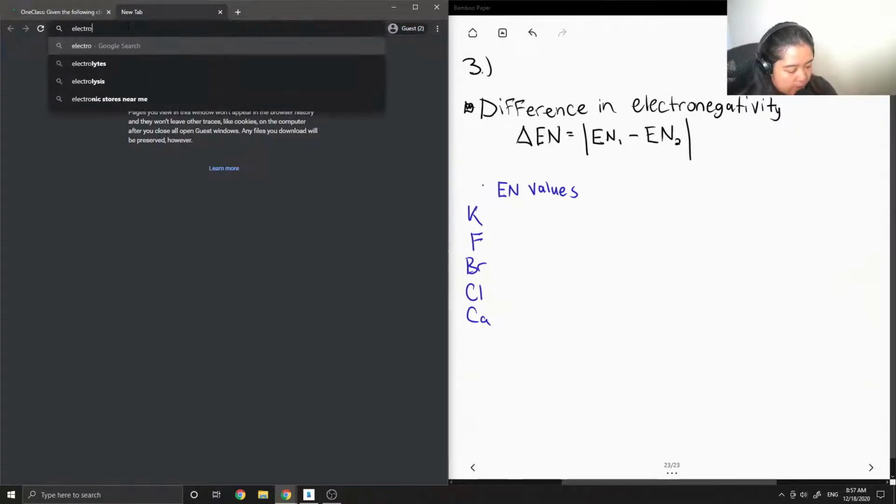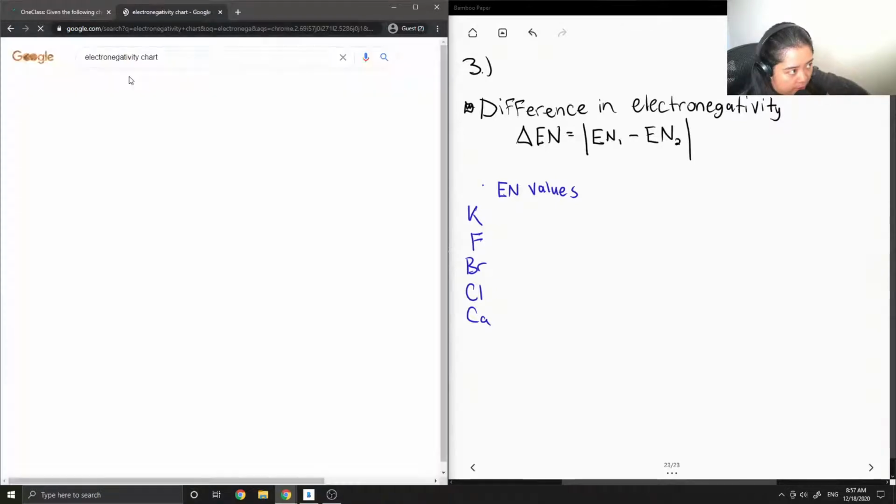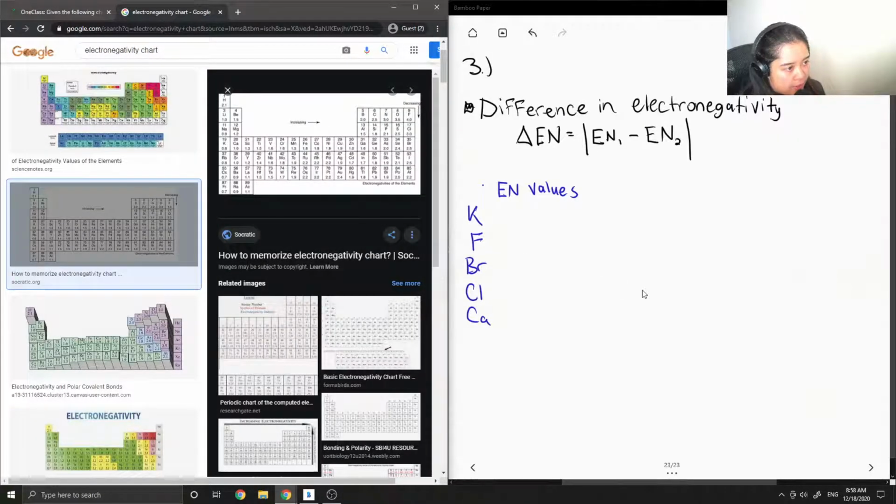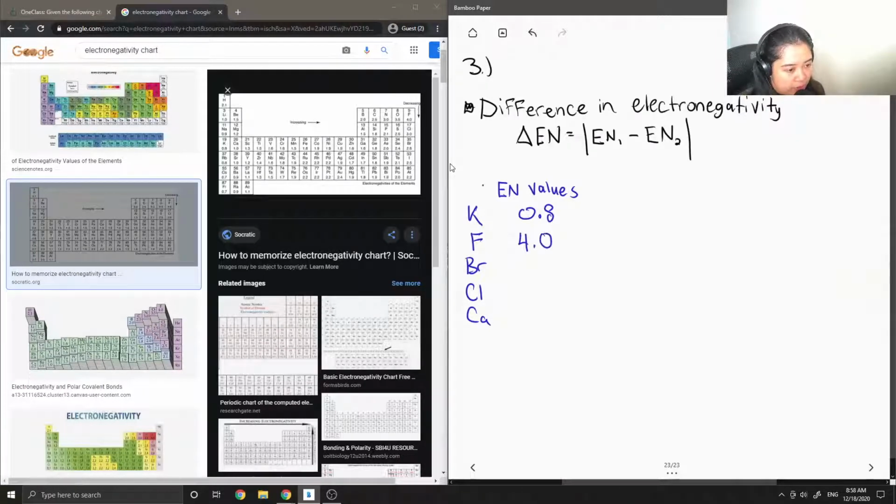So I'll just search here, electronegativity chart. Okay, so potassium is found here, atomic number 19. It has an electronegativity value of 0.8. Fluorine is at the top right, and its electronegativity value is 4.0. Bromine is below it, 2.8. Chlorine is above bromine, 3.0. And calcium is found on the left side. The electronegativity value is 1.0.